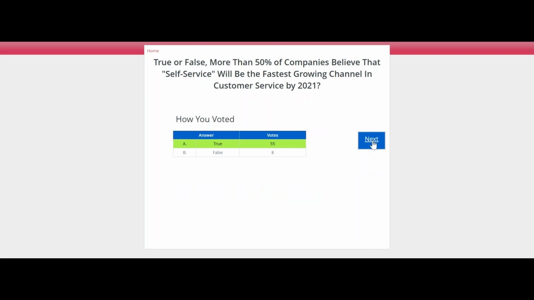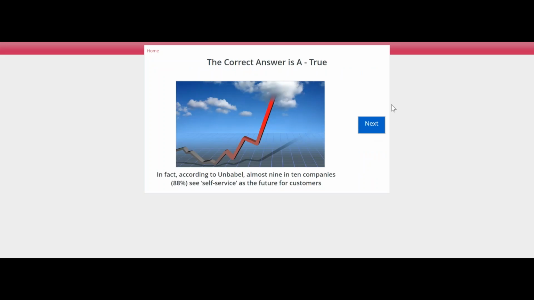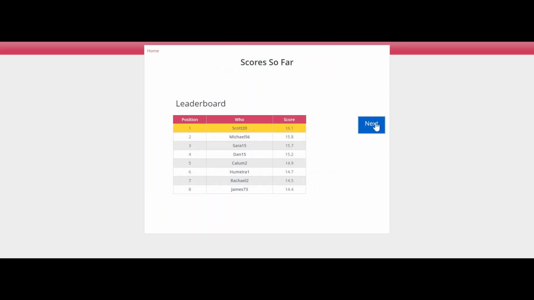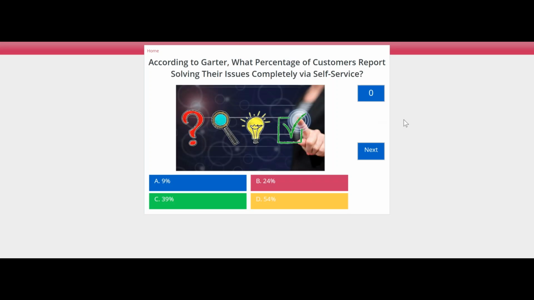Excellent. So most people did in fact get that one right. And the correct answer was A, true. And in fact, according to Unbabel, almost 9 in 10 companies see self-service as the future for customers. Excellent to see so many of you getting that one right.